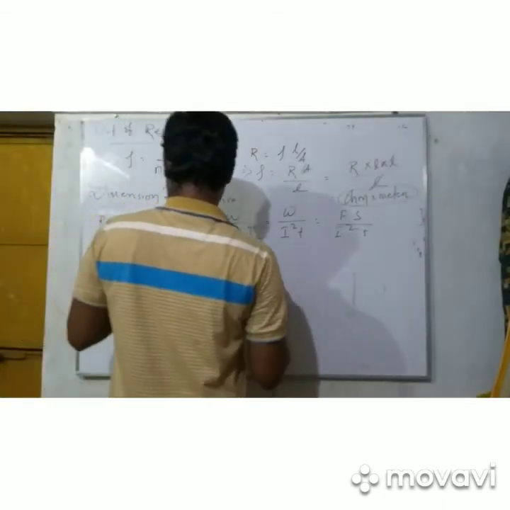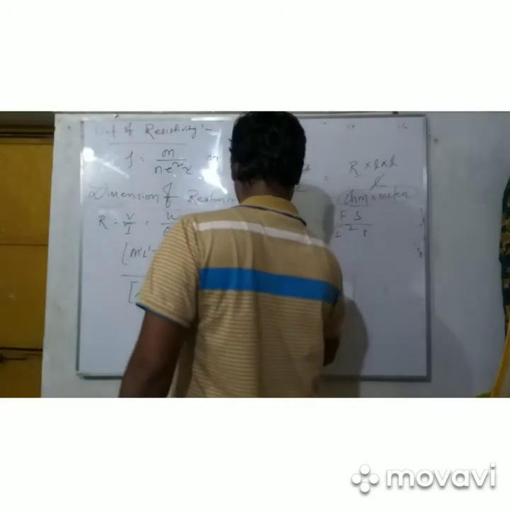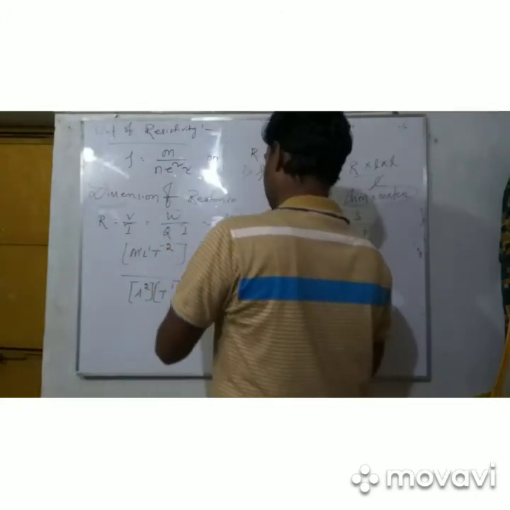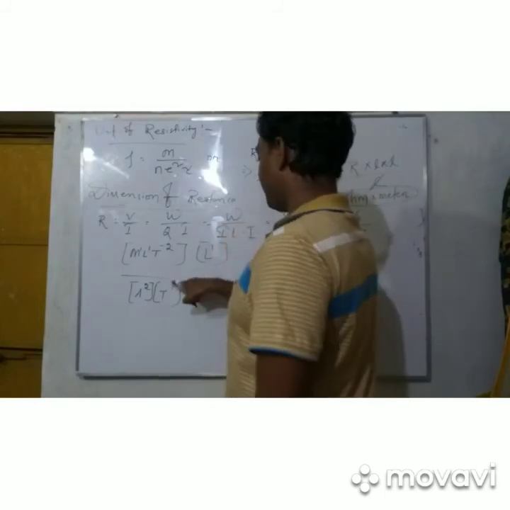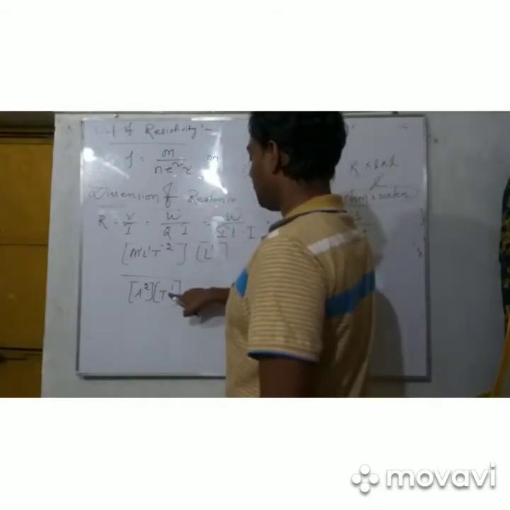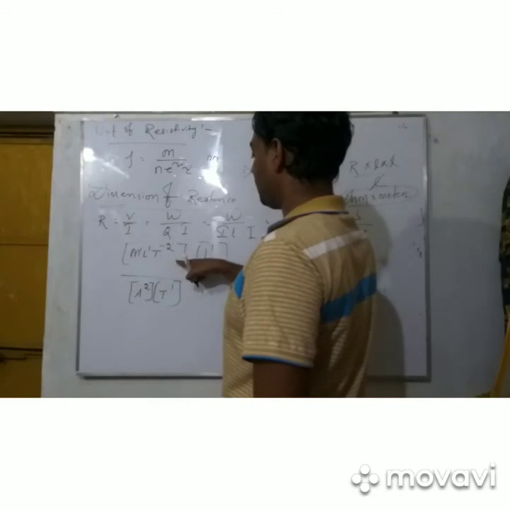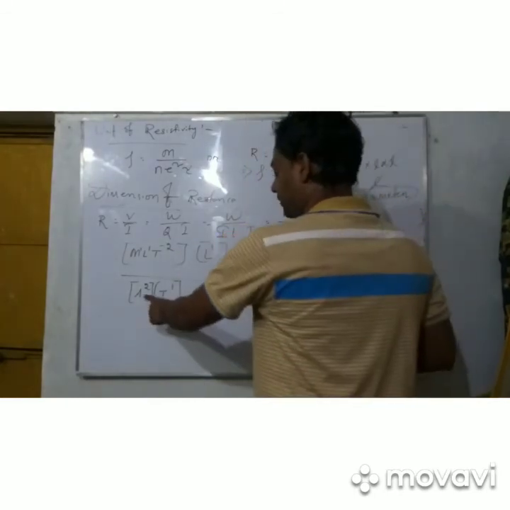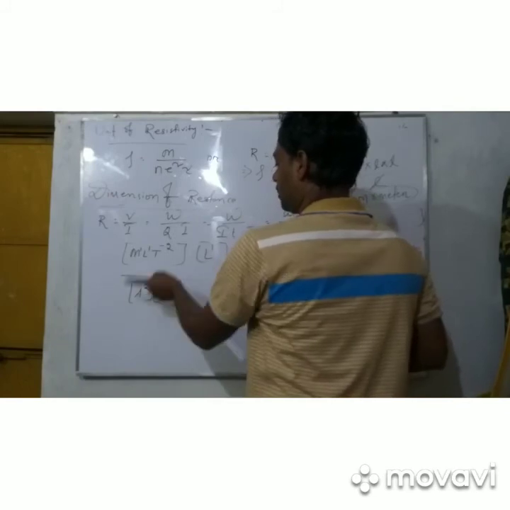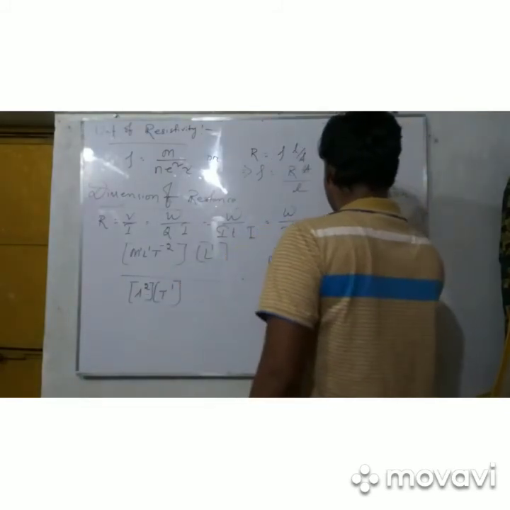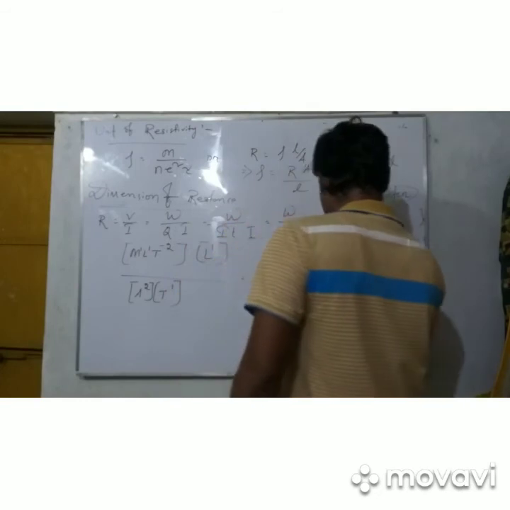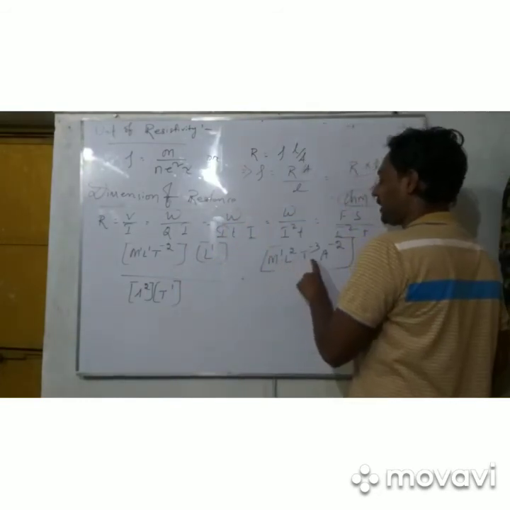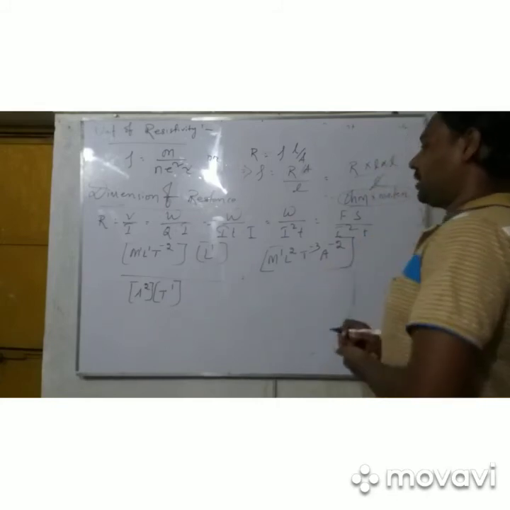So we write M¹ L² T⁻² in the numerator. T¹ in the denominator can be represented as T⁻³ in the numerator, and A² in the denominator can be represented as A⁻² in the numerator. So this is the dimension formula of resistance: M¹ L² T⁻³ A⁻².